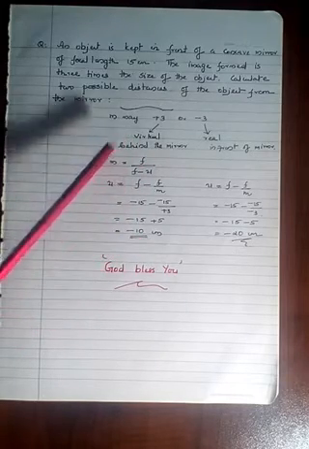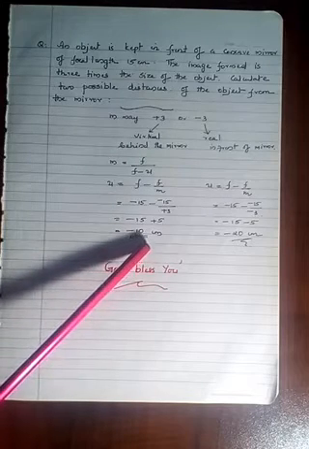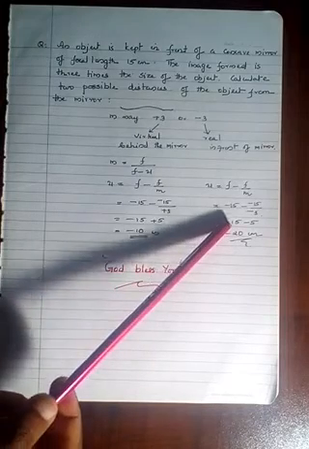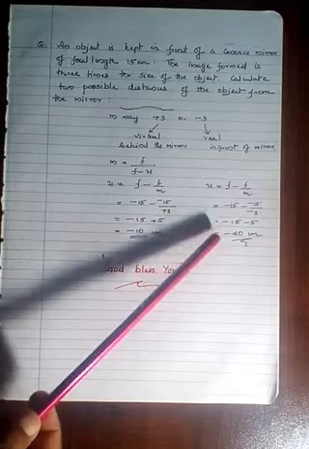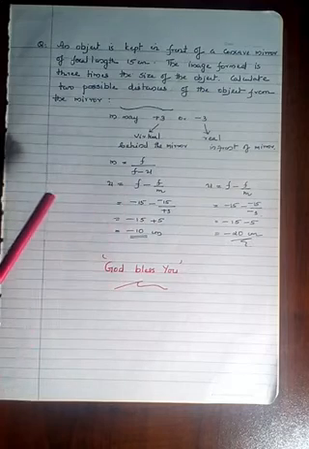If it is virtual, you get u equal to minus 10. Already you know it should be less than our focal length. But if m is a minus value, the real one, you get u equal to minus 20. It is greater than the focal length.